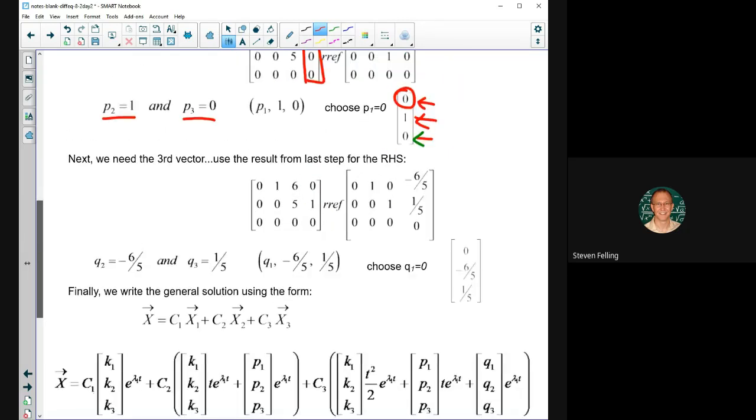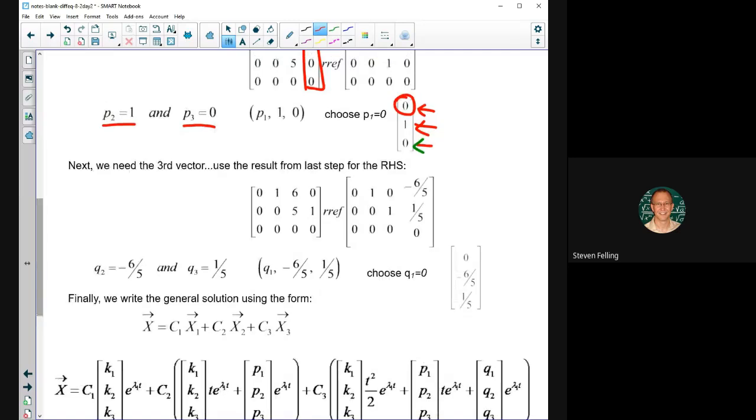All right. So next we're going to need a third vector because we have a third degree here. So that means we're going to redo the procedure again. This time this right-hand side will be whatever we chose in the previous step for our last eigenvector. And when we do RREF on that, we get that Q2, so this is now called Q, is equal to negative 6/5, and Q3 has to be positive 1/5. So those two are established. And since Q1 is not specified, this can be anything. Might as well make it 0.